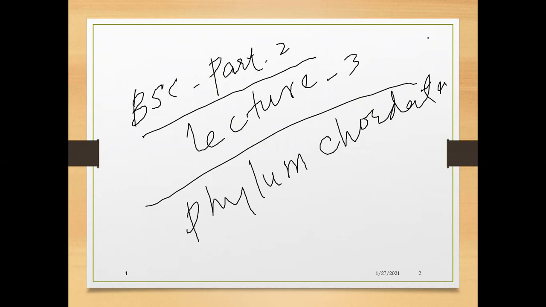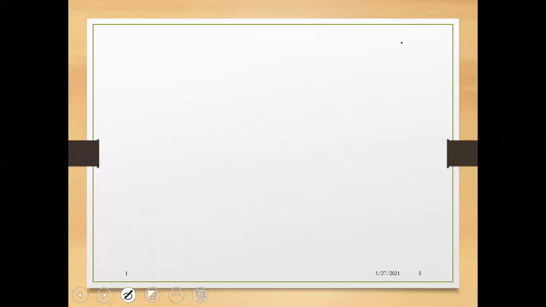Today we are going to continue Phylum Chordata. This is the third lecture of BSc Part 2, Paper 3, Phylum Chordata. Yesterday we discussed the general characters of chordates. Now we will discuss the basic characters of chordates, then classification.